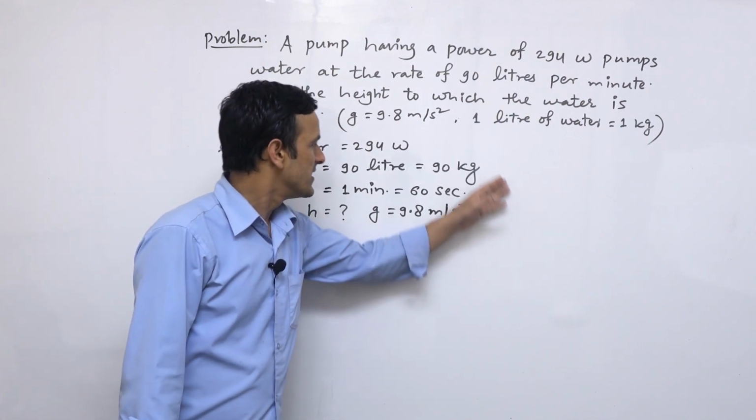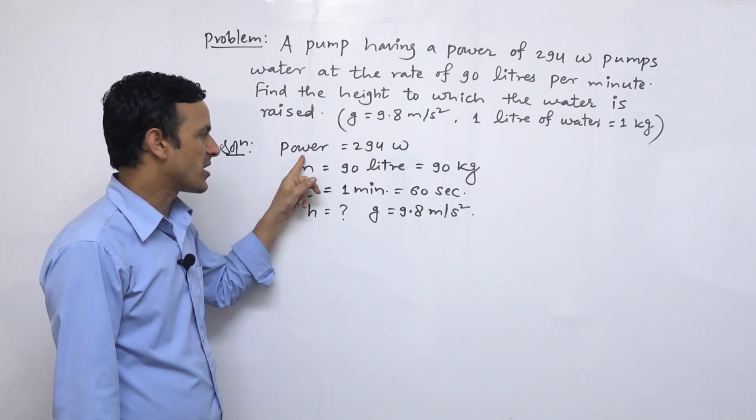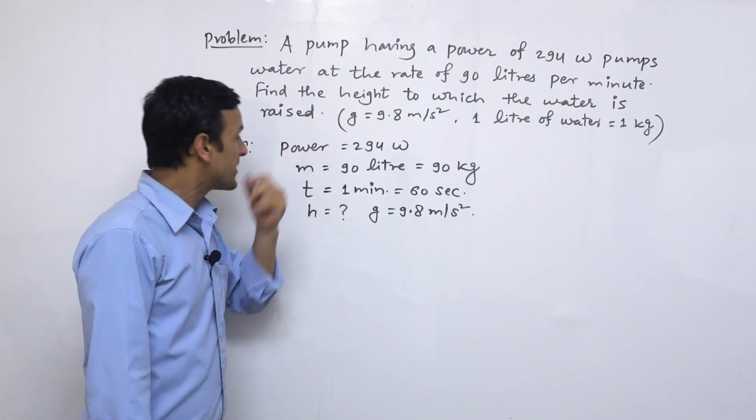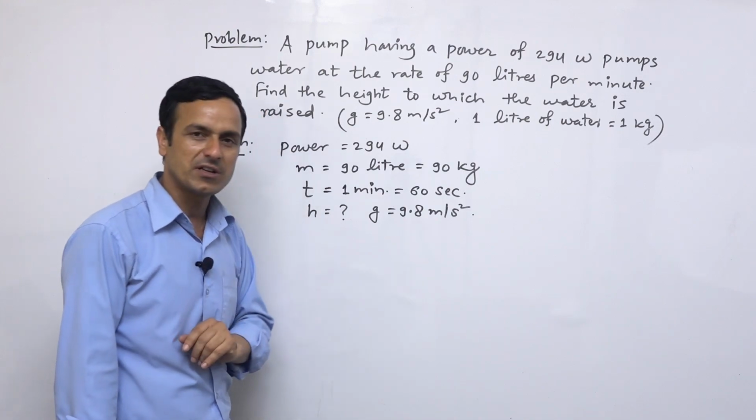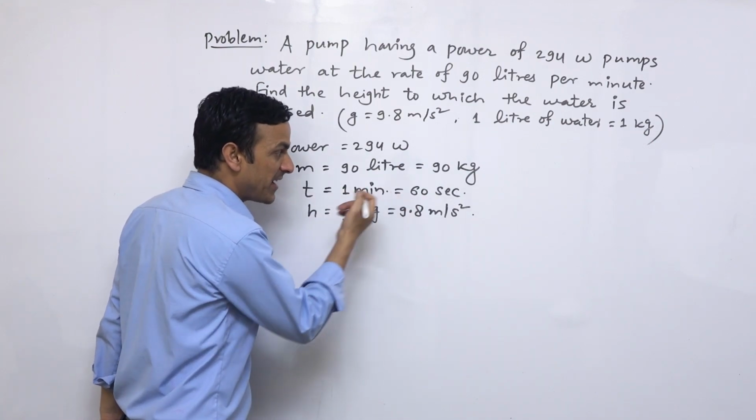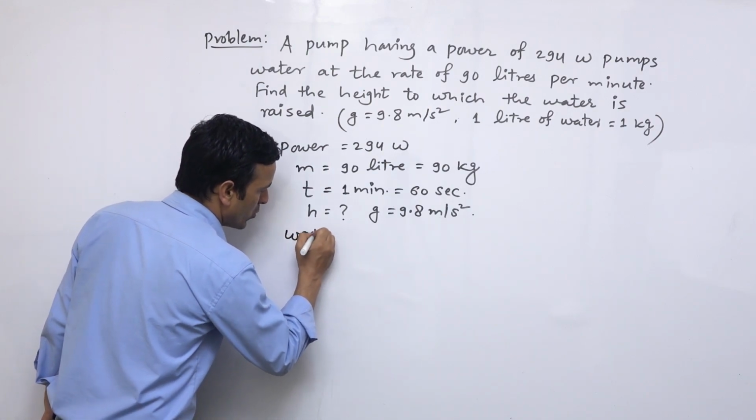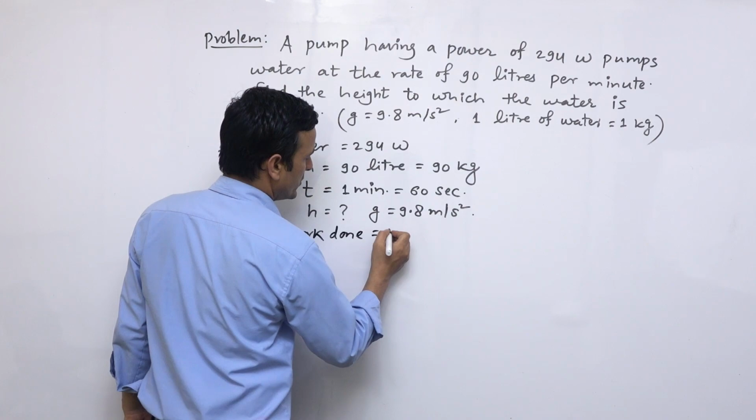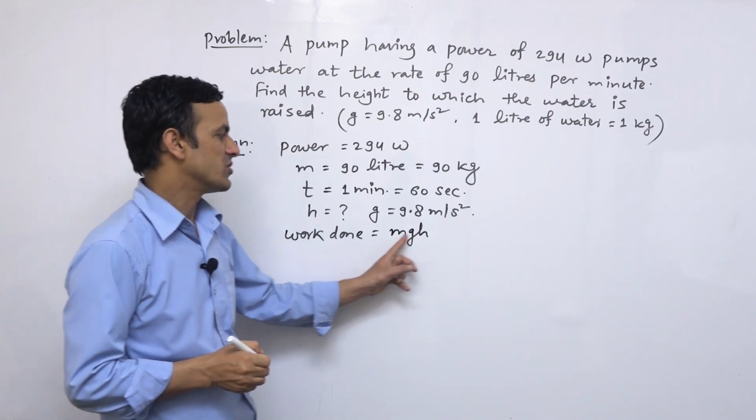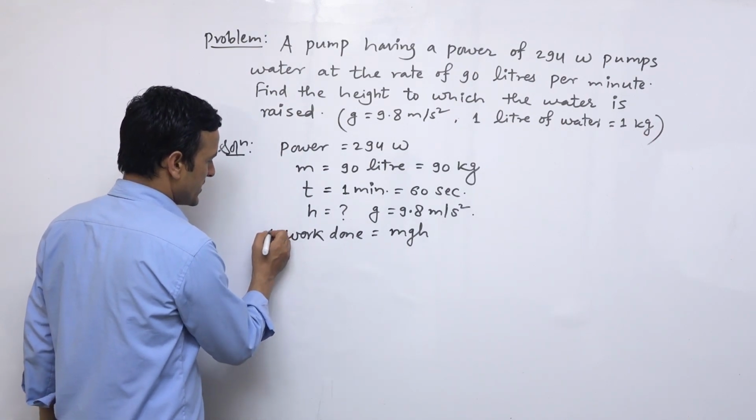So in this way we can pick out the information one by one, and apply the formula of power, because the value of power is given. But before using the formula of power, we have to find the work done, because power means work done by time taken, and we have the time, but we don't have the value of work done. So let's write the work done is equal to what? mgh. This is the formula. Force into displacement, or weight into height, or weight into displacement. So this is work done.